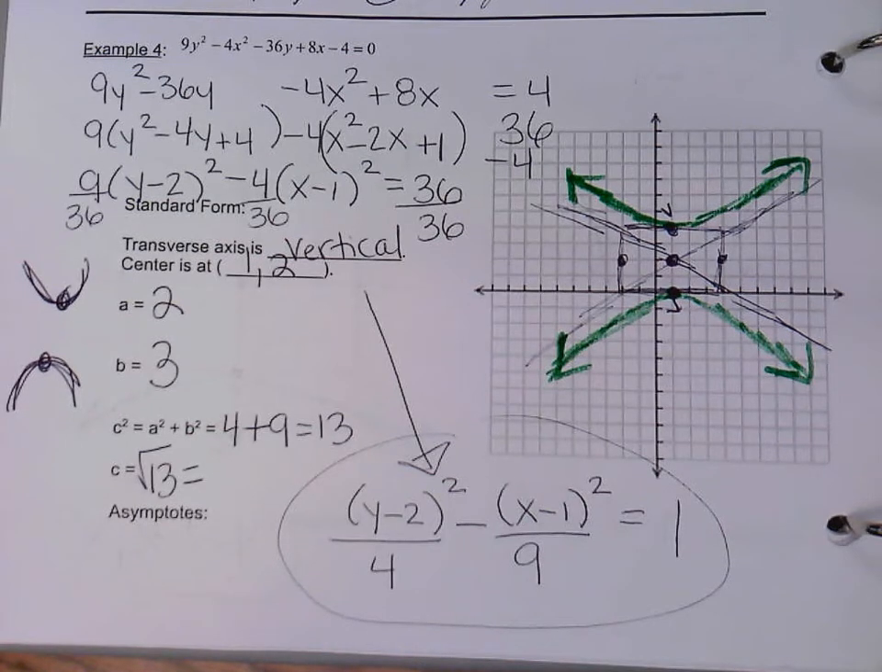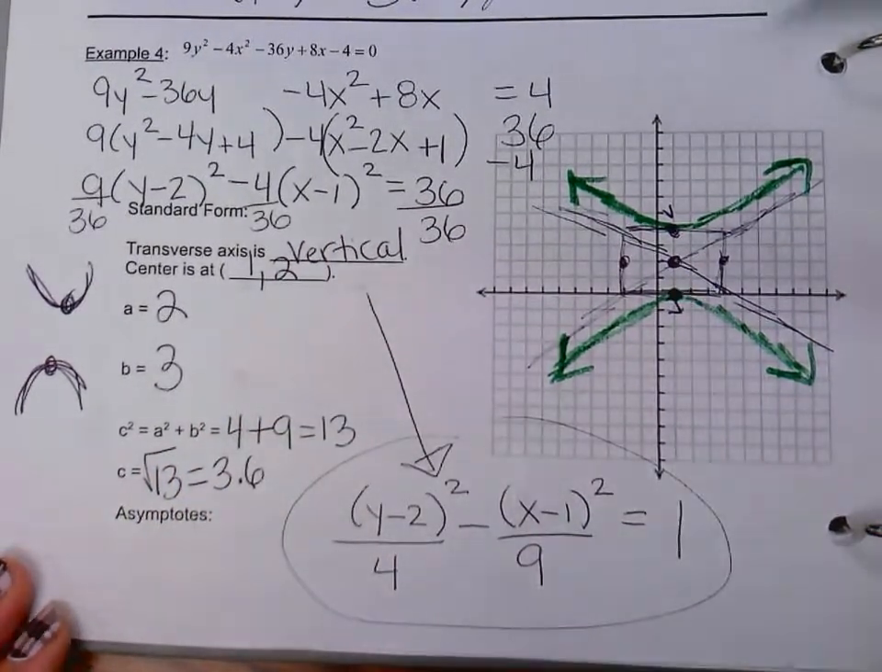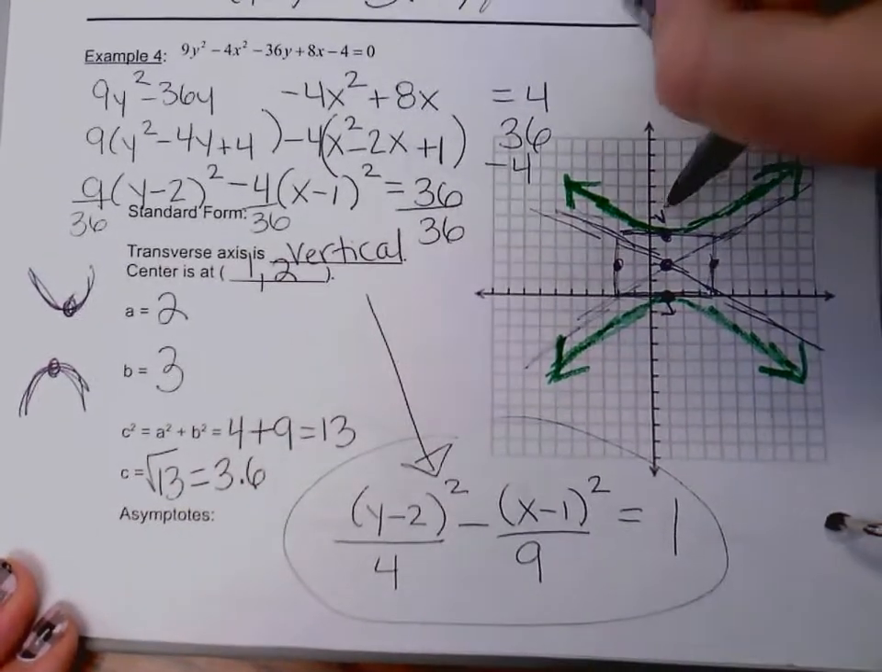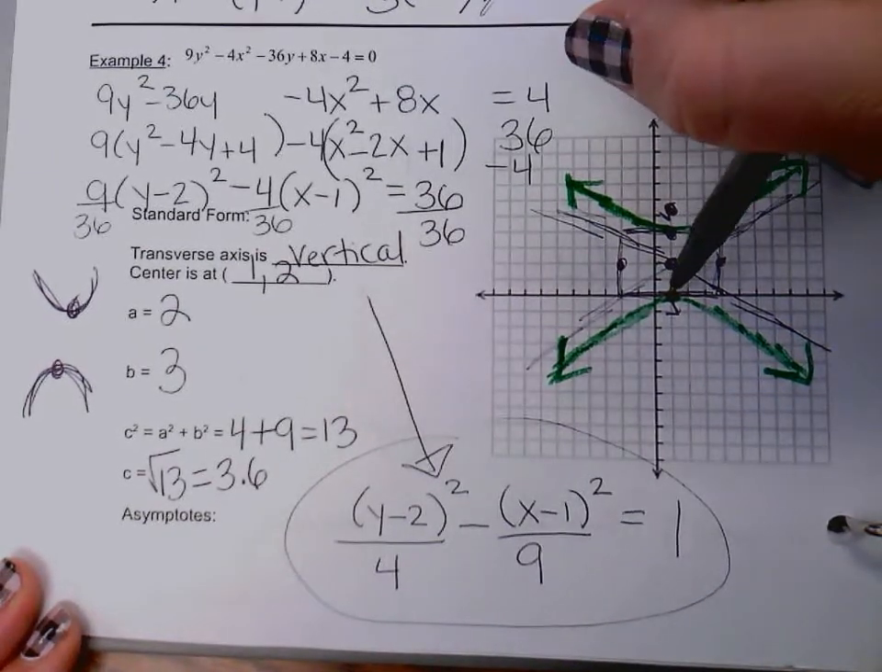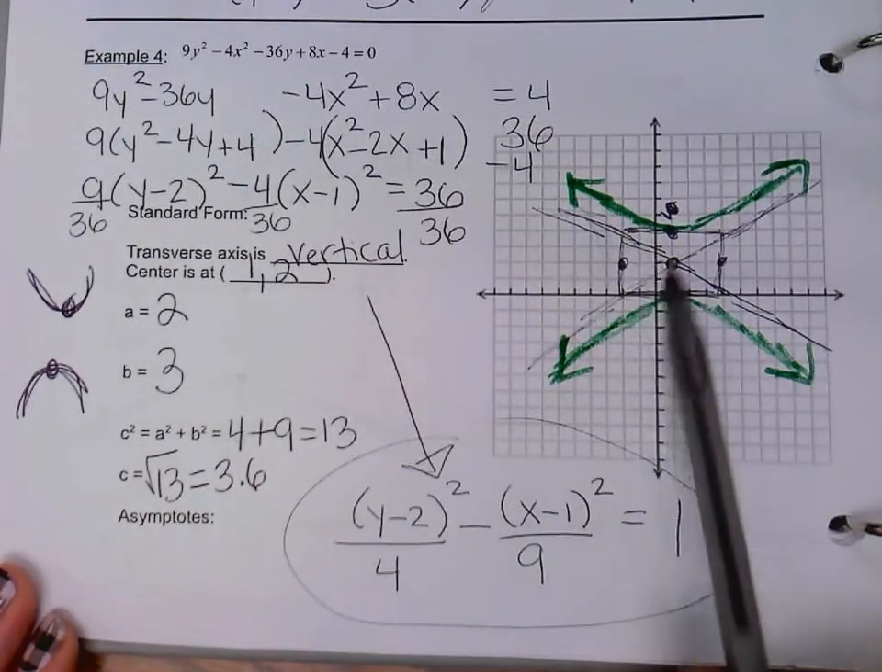which I think I need a calculator for. Square root of 13 is what, 3.6? So 3.6 is the distance I go from the center out inside the hyperbola. 1, 2, 3.6 is right here. 1, 2, 3.6 is right here. So there's my focal points.